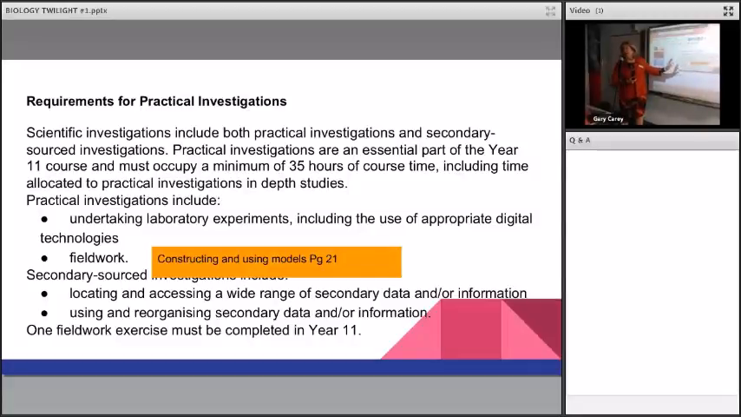Now, I struggled with that because we have so many models in biology, and I went, well, where are we going to put our pracs with models if it's not a practical? On page 21 of the syllabus, it includes constructing and using models. So I'm going to include that as a first-hand or practical investigation. I think you can do the same. I don't know what's happened and why that occurs, but that's okay. All right, so that's the map.